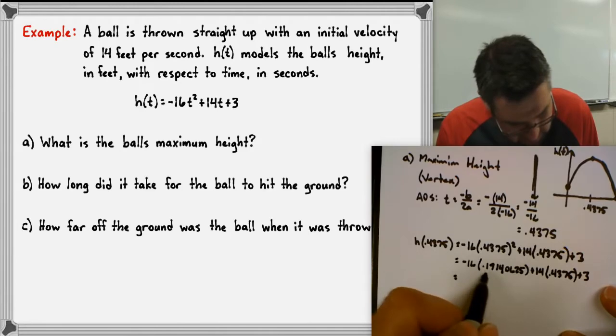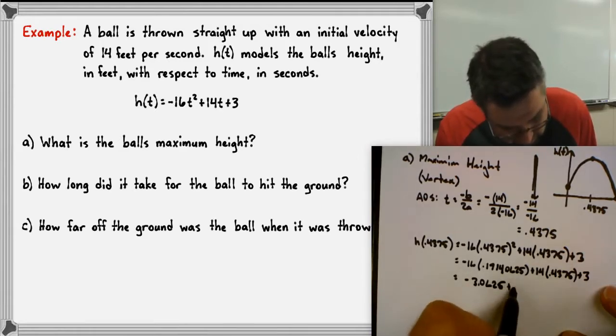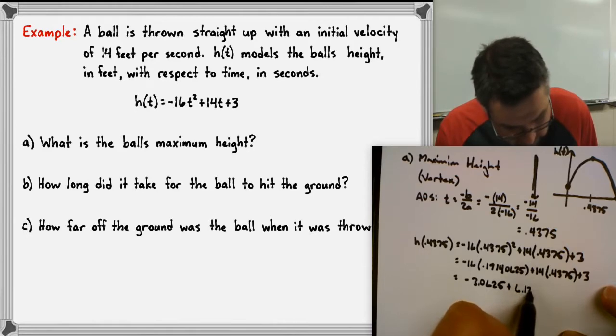And then we'll do our multiplication. So then this negative 16 times the 0.19 number is negative 3.0625. And then the 14 times the 0.4375 is 6.125.